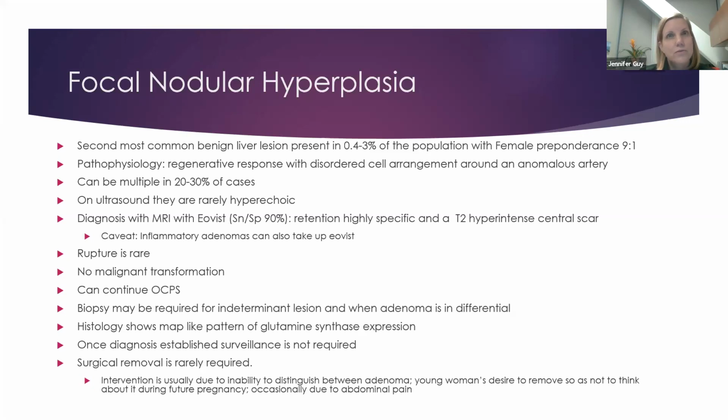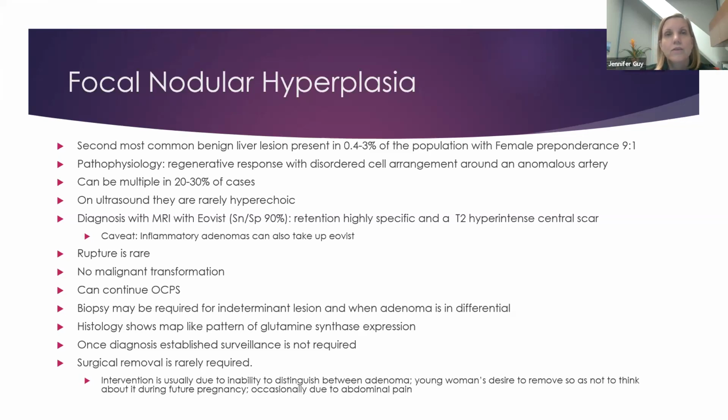Biopsy, as I mentioned, is required in the situation where you have an indeterminate lesion, maybe it doesn't take up Eovist, but you're still wondering if it's FNH because maybe there's a hint of a central scar, or it's homogeneously enhancing, and you're not sure if it could be an FNH or adenoma, and that's where a biopsy may indeed be helpful. Because again, if it's an FNH, we can say this is what this diagnosis is. You don't have to worry about this any longer.